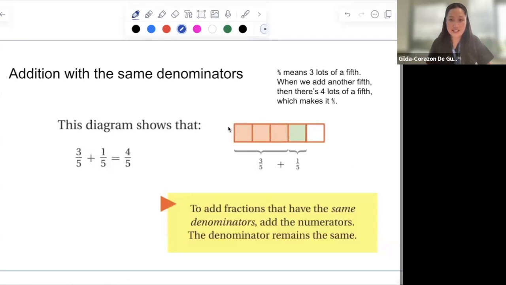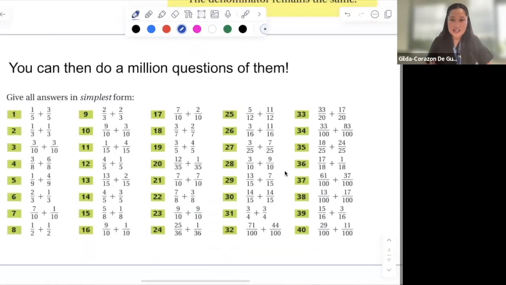Because looking at, again, from this diagram, we've got 3 parts, so 3/5. We add a 5th, and therefore we now have 4/5. Okay, so 3/5 means 3 lots of a 5th. When we add another 5th, then there's 4 lots of 5th, which makes it 4/5. It makes sense, right?